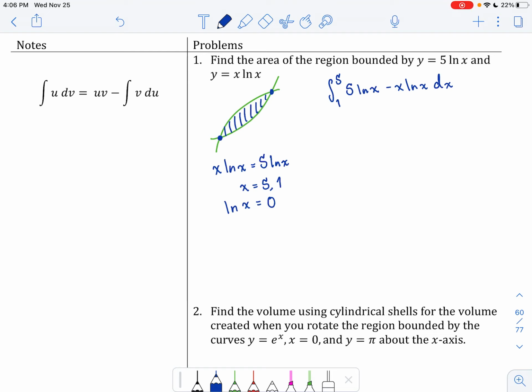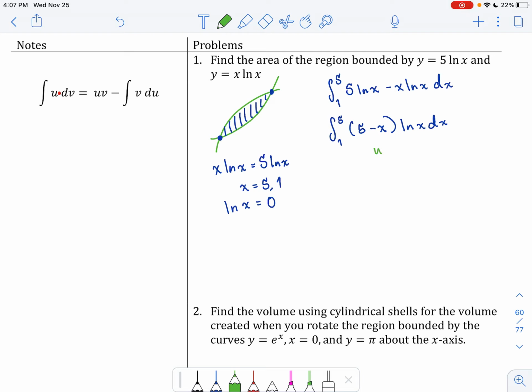Now, in order to turn this into a product, because remember that's the goal, what I am going to do is write this in factored form, because again, we're looking for a product. So 1 to 5 of 5 minus x times ln of x dx. So that's going to be our product.